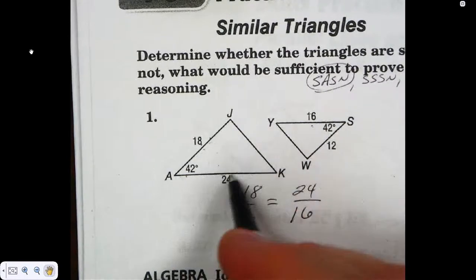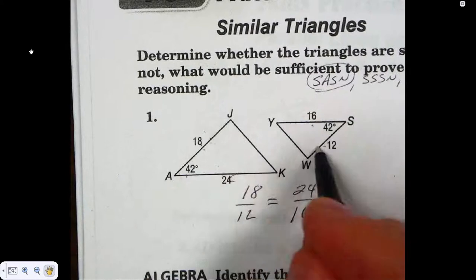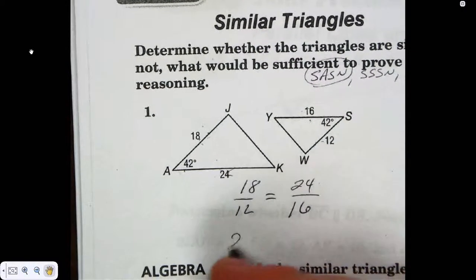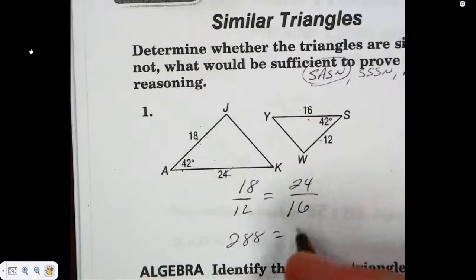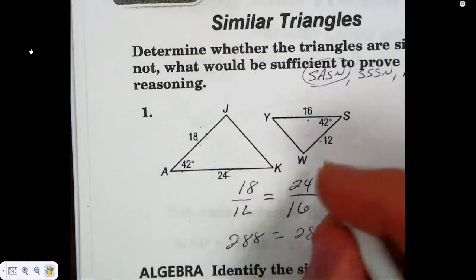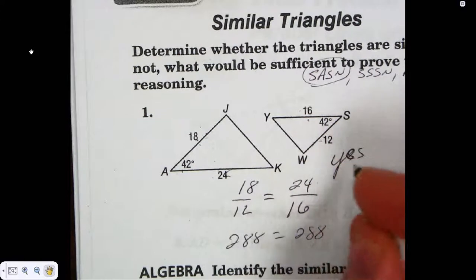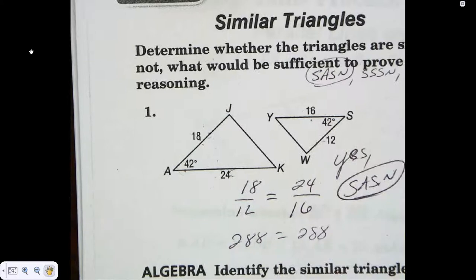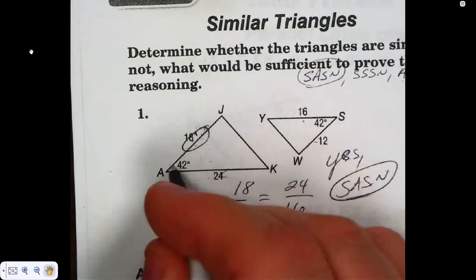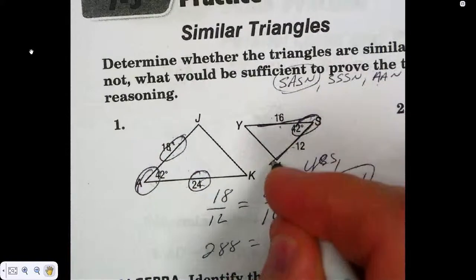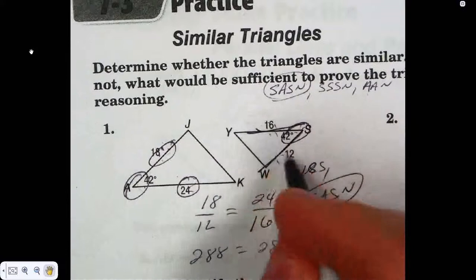Now, you could see if that works. Cross multiply, what do you get? What's 18 times 16? 288. What is 12 times 24? 288. So are they proportional? Yes. And side, angle, side, so yes, they're similar by what? Side, angle, side similarity. You have to put that similarity sign. How exactly do you know it's side, angle, side? Side, included angle, side. It's the angle in between the two sides we have information on.